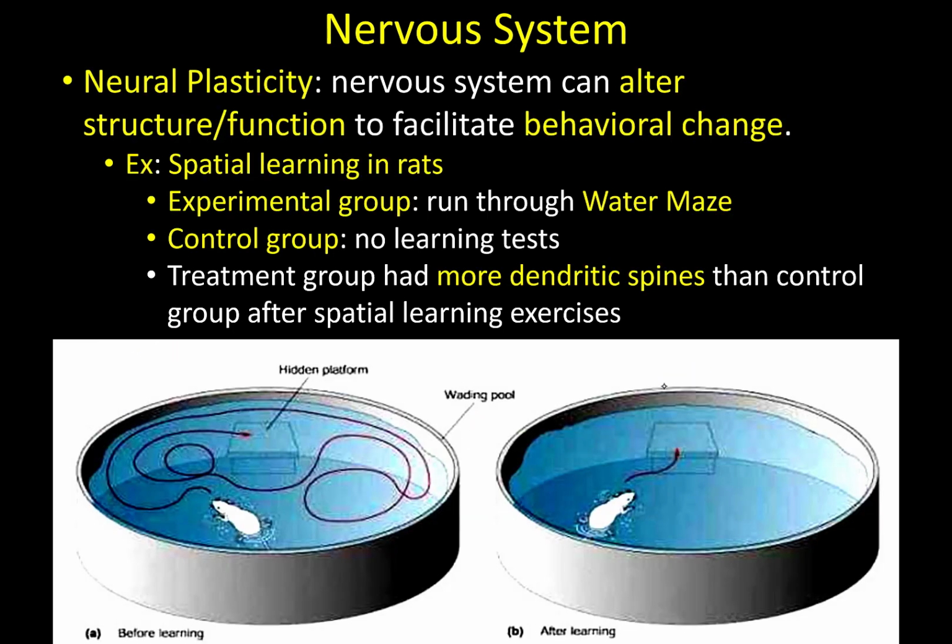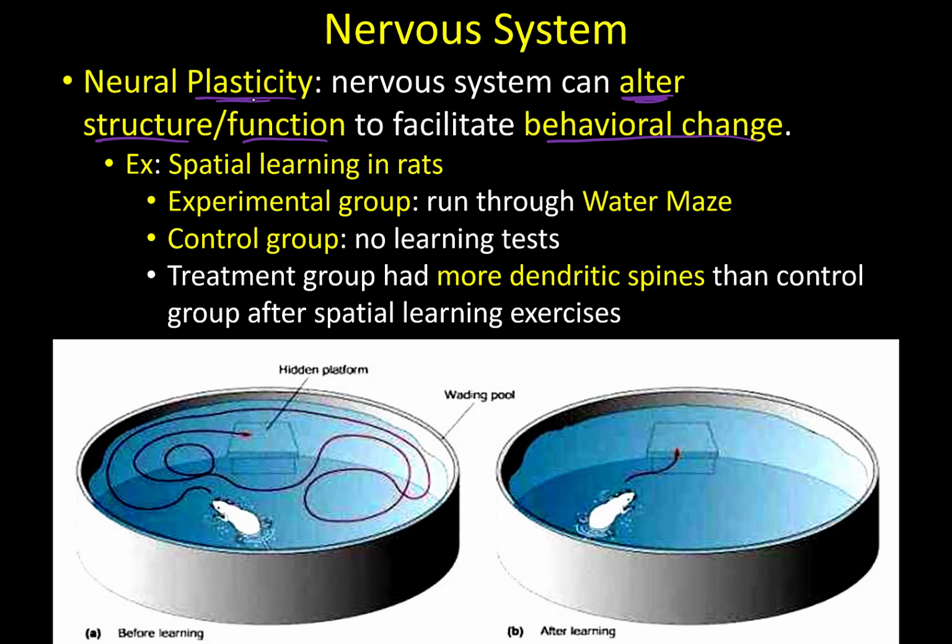Now, we could talk a lot about the nervous system and how it interacts with behavior, but we're going to just cover a couple of key ideas. The first is the idea of neural plasticity. People often have the misapprehension that the nervous system is static. It can't change. Once it's developed, it's permanent. But that's not actually true. Your nervous system can alter its structure or its function in order to facilitate behavioral change if that behavioral change enhances your ability to survive or reproduce. We call this neural plasticity because plasticity implies flexibility, changeability.